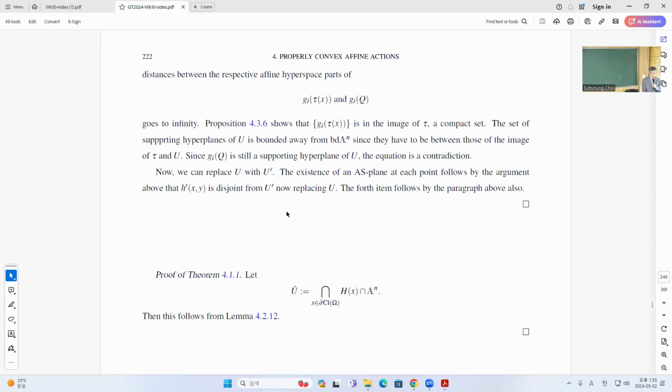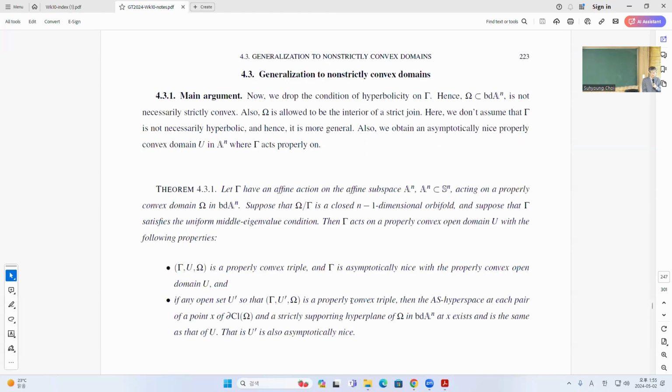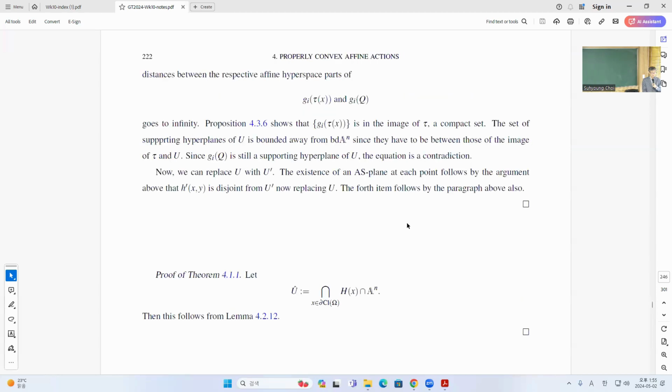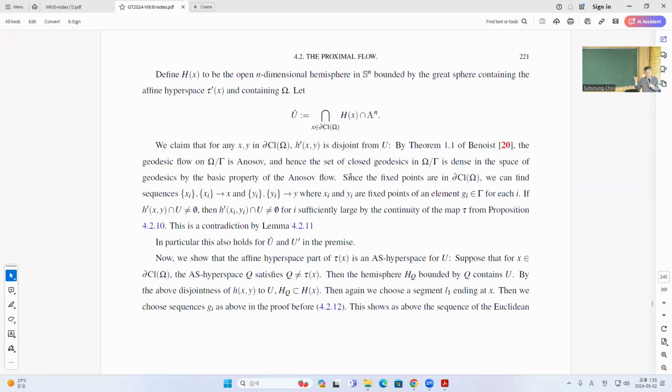Okay, and so you define U like this, and then of course we need to show the independence of U, regardless of which choice you make here. Those again follow from the contraction property and so on. So I skip many details here.